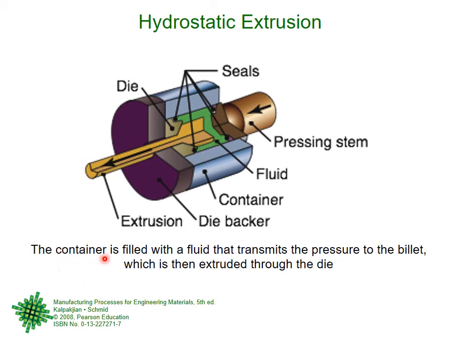So the container is filled with a fluid that transmits the pressure to the billet, which is then extruded through the die. Because the billet material is not in direct contact with the container, you have removed the friction at the billet-container interface. This means that now your press can work with a much lower load.